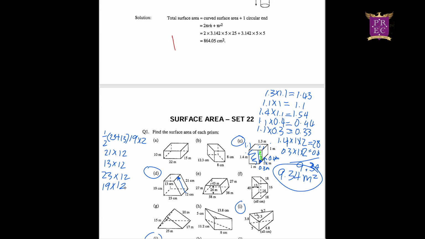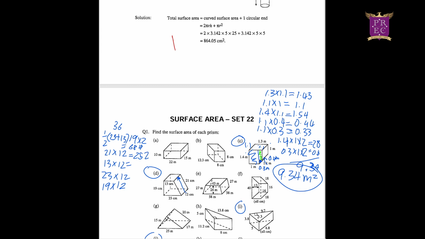Okay, now that we have all these numbers, we'll just need to calculate them. Okay, 23 plus 13 gives us 36. So we do 36 times 19 times 2 times half. So 2 times half is just 1. So we just need to do 36 times 19, which gives us 684. I'll just write that down over here. 684. What's 21 times 12? 21 times 12 gives us 252.